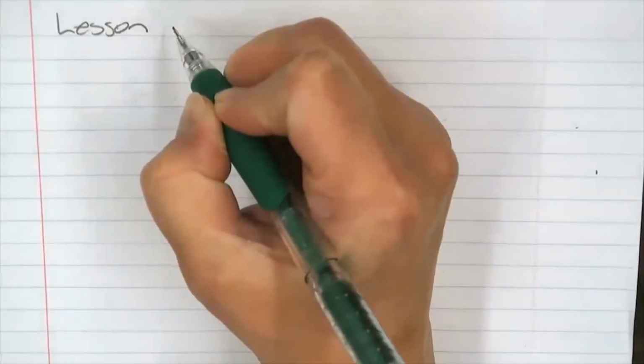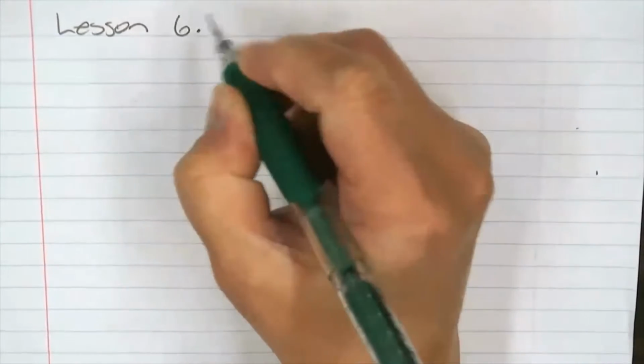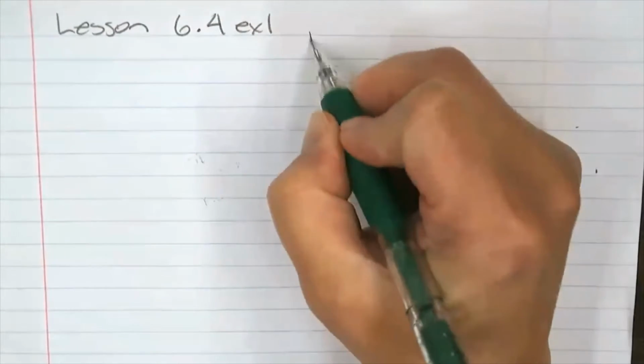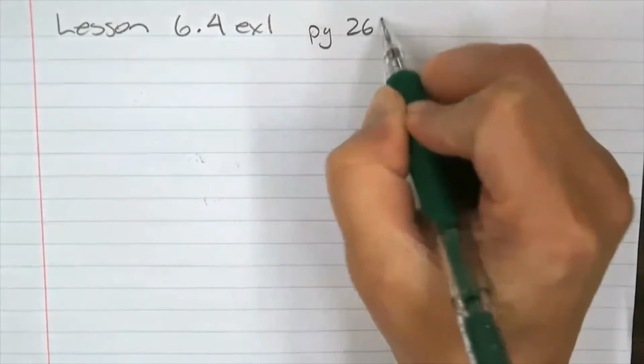Okay, we are doing lesson 6.4, example 1, and it can be found on page 268. So today we're going to be comparing linear and nonlinear functions.